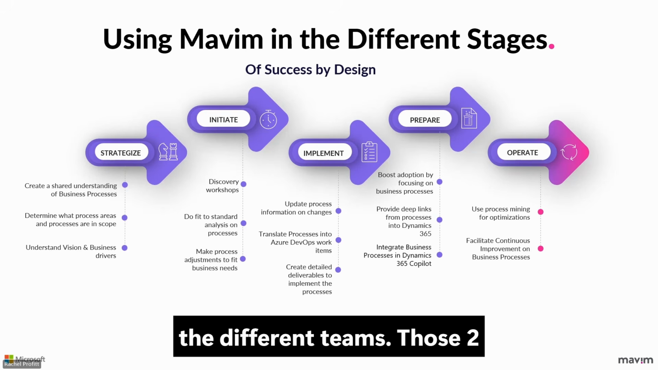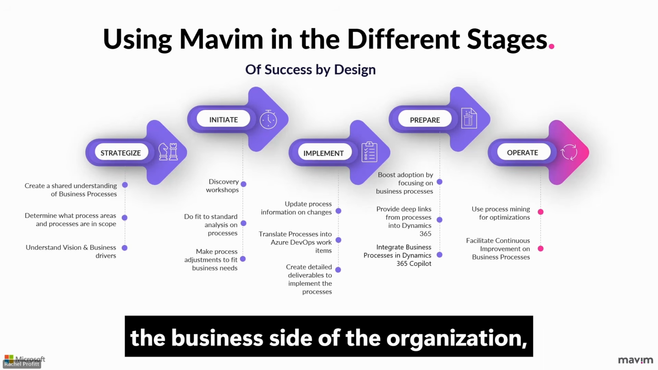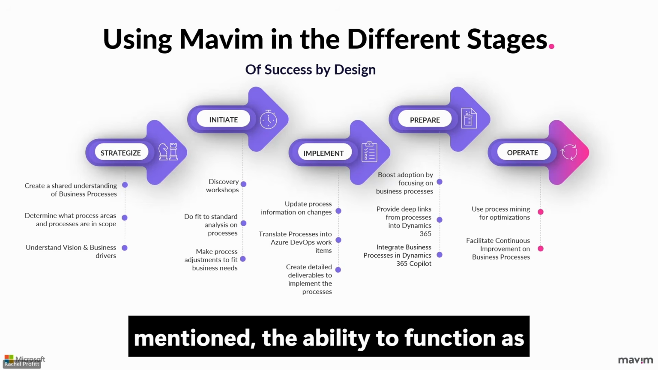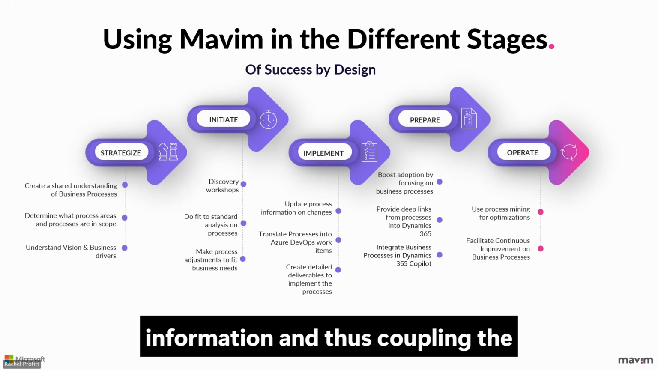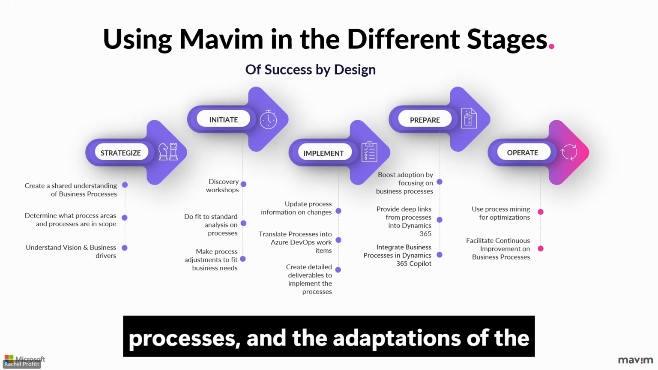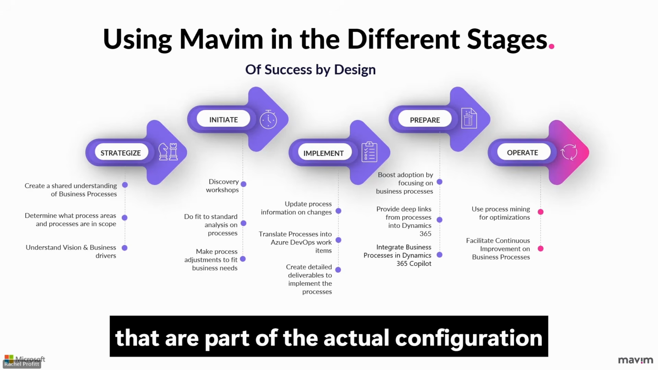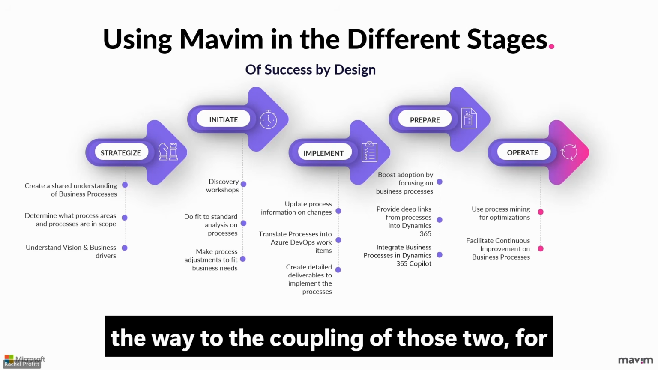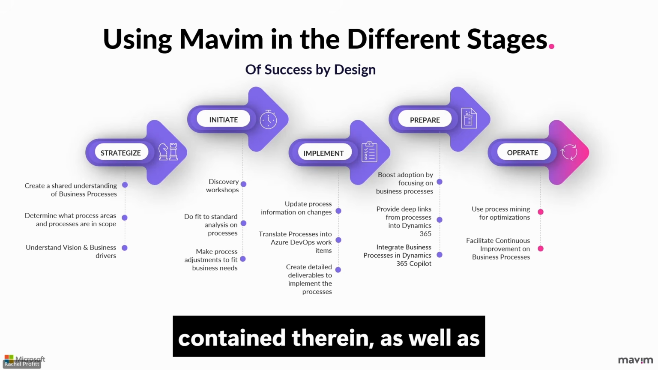And during implementation, we see that very information then being condensed, collated, and curated, and being shared across the different teams. Those two first phases oftentimes pertain more to the business side of the organization, but the true strength of Mavim is, as I mentioned, the ability to function as that central source of information and thus coupling the business-related information, those processes and the adaptations of the processes, to the actual work elements that are part of the configuration and development lifecycle itself, all the way to the coupling of those to, for instance, Azure DevOps and the work items contained therein.